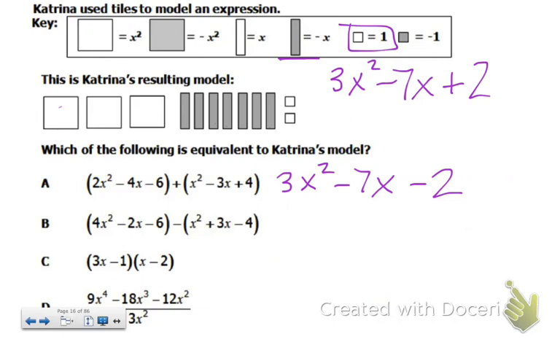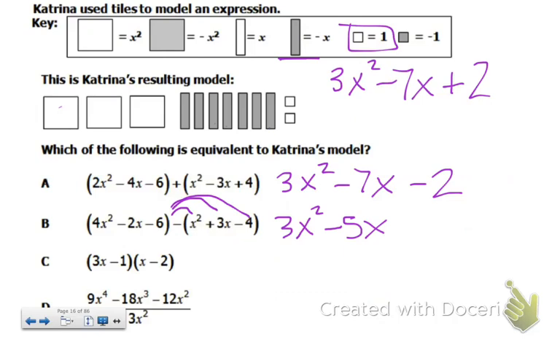4x squared minus x squared. Do not forget that this has to distribute to every single one. 4x squared minus x squared is 3x squared. Negative 2x minus 3x is negative 5x. And I can go ahead and stop there because already it doesn't match.